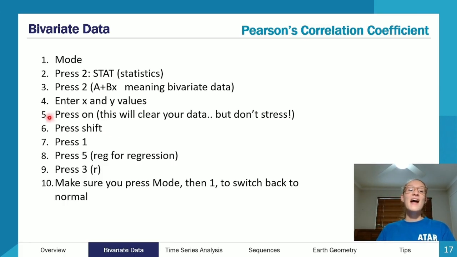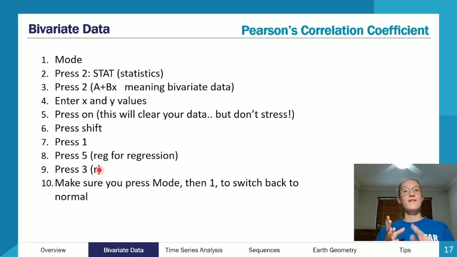It's not gone. And then after that, you press Shift, 1, 5, and 5 will be associated with REG, which is short for regression, which is what we're doing. We're doing regression data analysis. Then you press 3, which will correspond with R. And once you hit enter, that will give you your R value. And if anything like this doesn't quite line up along the way, go back and give it another try.